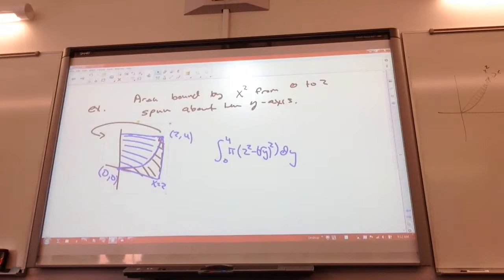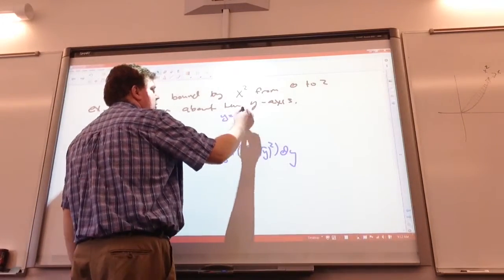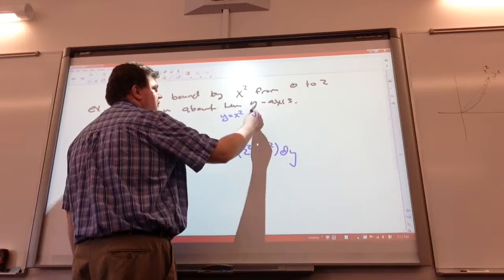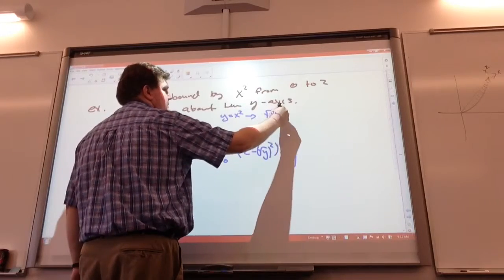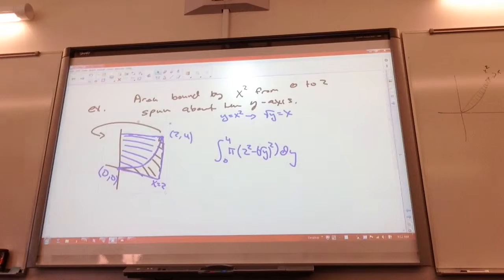Why are you doing root y? I'm sorry? Why are you doing root y? Root y? Our function is x squared, y equals x squared. To convert that into a function of y, it'd be plus or minus root y equals x, and because we're dealing with the positive side of the y-axis, we choose the positive root. If we're down on the negative side of the y-axis, we take the negative root. Not that that's going to make a difference in our problem. Okay. So that would be our integral.